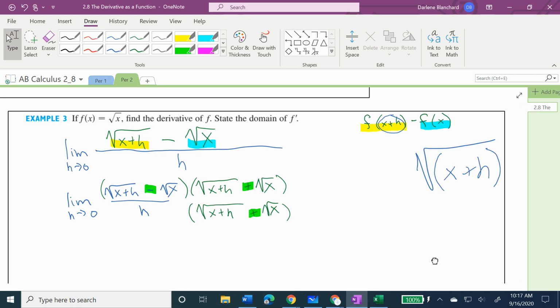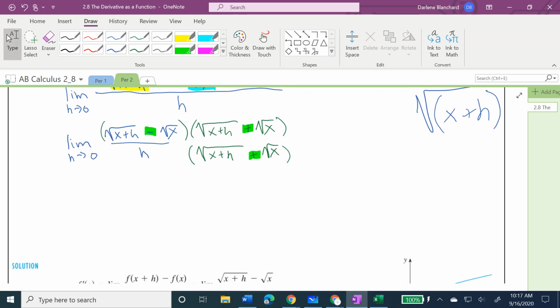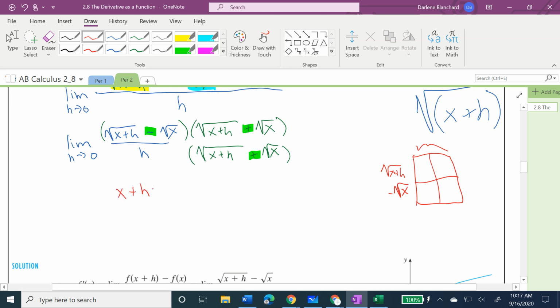If you don't understand what I write down, you need to do the multiplication. You know how you do the box multiplication with root x plus h, that thing. Do that on your own if you don't see why this works. And I'm going to keep going. Multiplying the conjugates together, I get x plus h, and then minus just x.